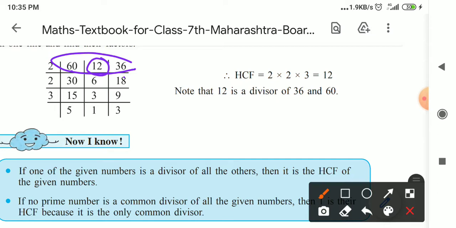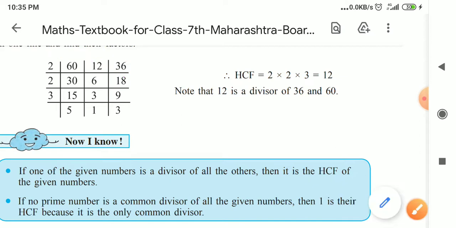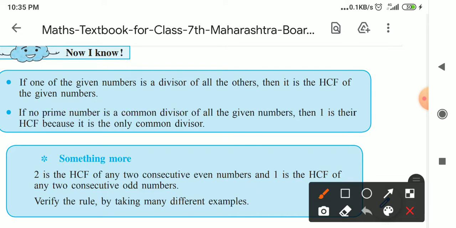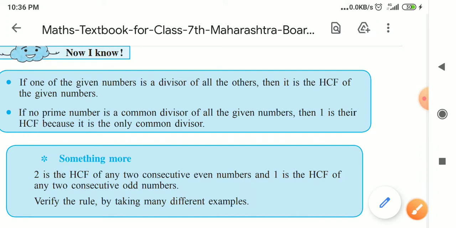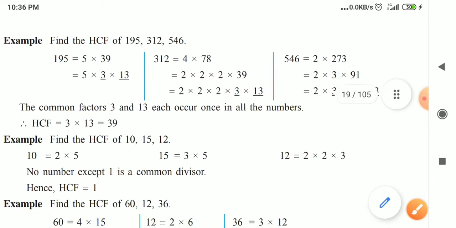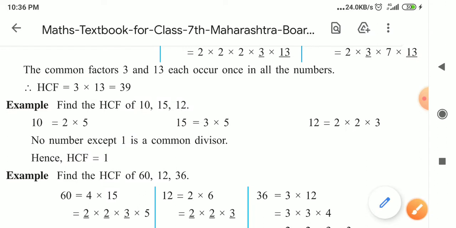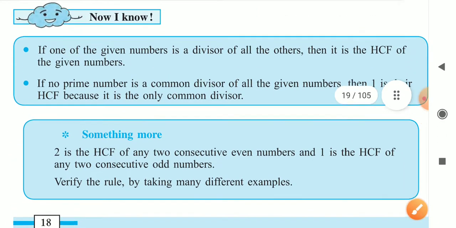The next statement is that if no prime number is a common divisor of all the given numbers, then 1 is the HCF because it is the only common divisor. In this example, to find the HCF of 10, 15 and 12, if you check, these three numbers are not present in any one table, meaning there is no common divisor between them, and in that situation 1 is the common divisor and the HCF of such numbers.